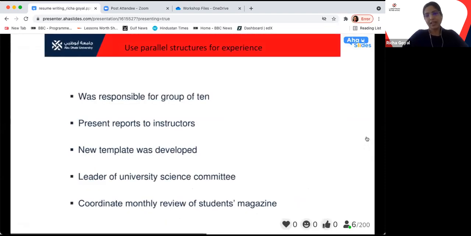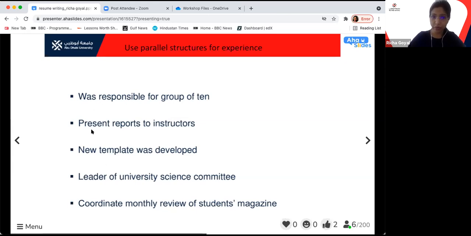Now, does this look parallel to you? Was responsible for group of 10, present reports to instructors, new template was developed, leader of university science committee, coordinate monthly review of Students Magazine. Is this parallel? Do you think it's parallel? Number three is not parallel. Thank you. New template is a noun. Okay, how about leader? It's also not parallel because leader is also a noun.